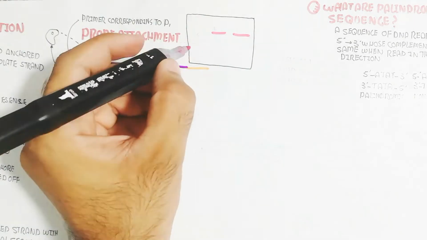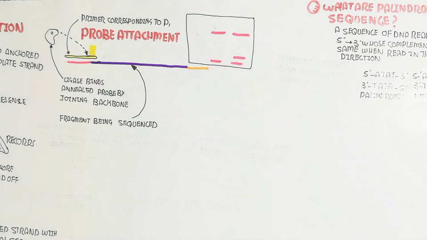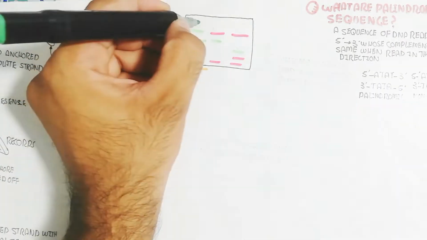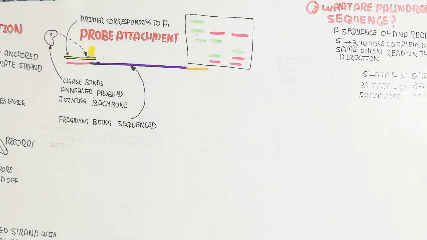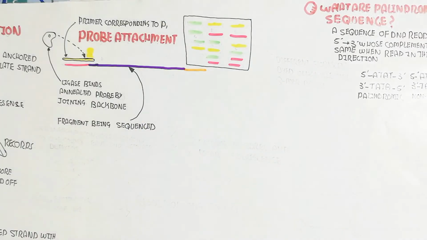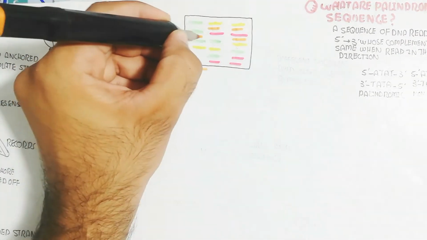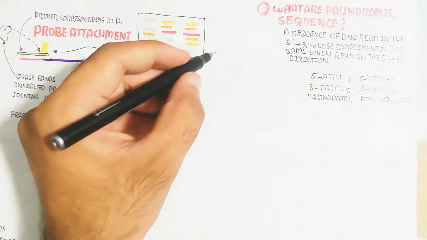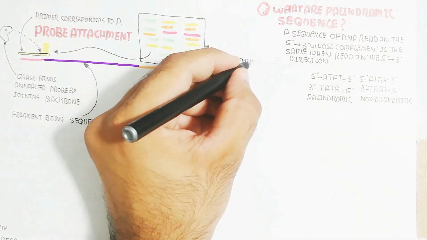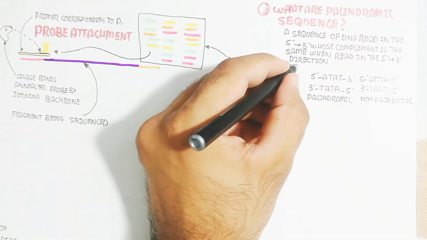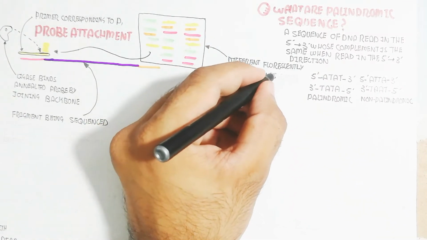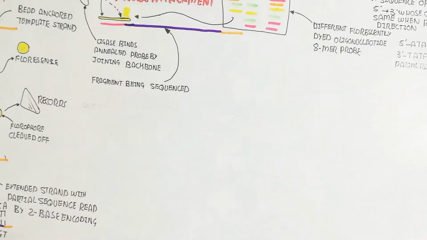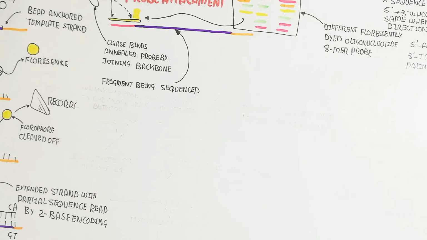The different fluorescent dyed oligonucleotide 8-mer probe, basically a probe containing 8 nucleotides, binds with the DNA, that DNA being the template DNA or sample DNA, which is collected through a sample. So the sample DNA will bind with the antiparallel strand, the probe.